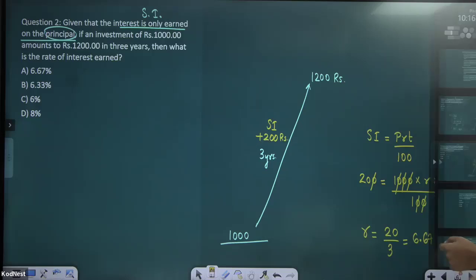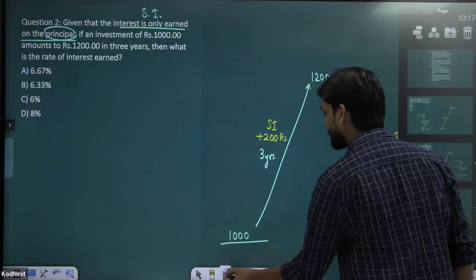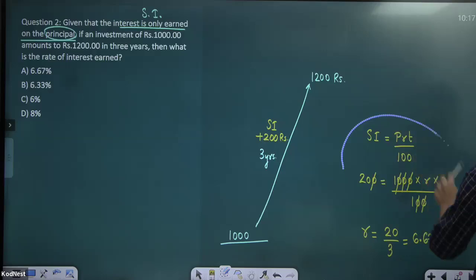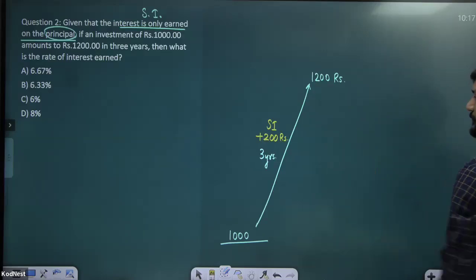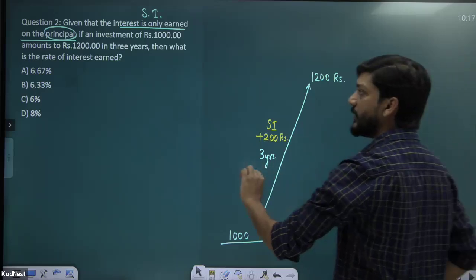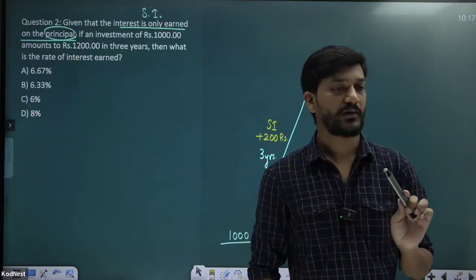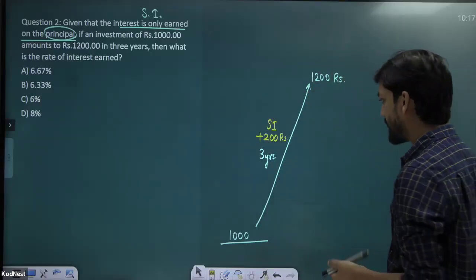Anyone can do this. Let me tell you the proportionality way. Carefully see, please. I will not apply the formula. I want to apply proportionality to calculate the rate of interest. So how will it be applied? Carefully see, please.